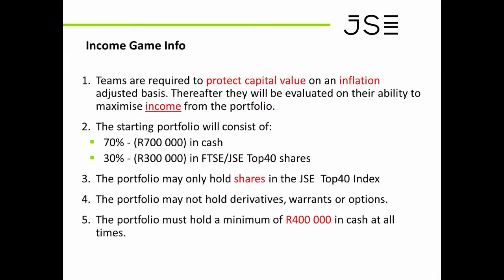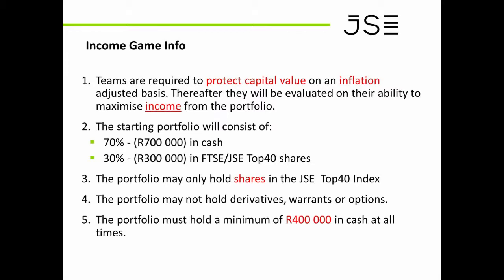So I'm going to go through the income game quickly just to summarize it. The teams are required to protect their capital value on an inflation basis. So there's a target that they have to reach to beat inflation, which for the annual game is R30,000, and for the monthly portfolio it's R5,000. Their portfolios must be above that in order to qualify to be in a position to win. Obviously the team with the highest income will win the competition.